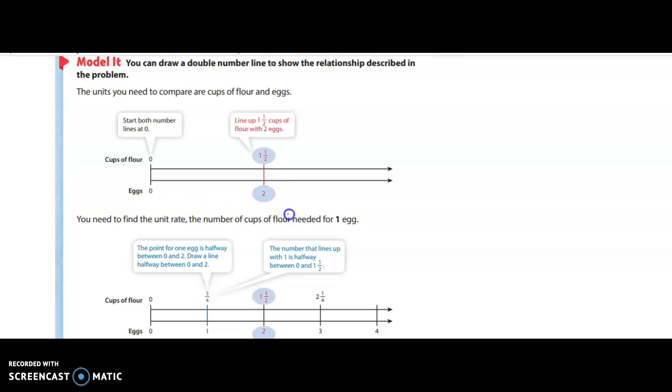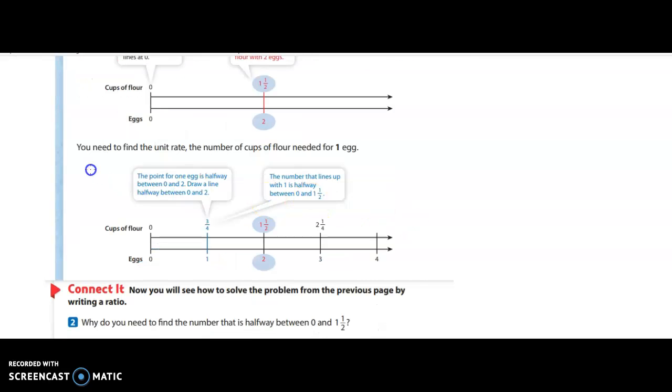So we originally needed 2 eggs. So we want to find the amount for one egg. So they're showing you guys down here that we are going to find the unit rate. Remember, that means the amount per one. So since we have one egg, we're finding the unit rate of flour. So how much flour do we need for one egg?